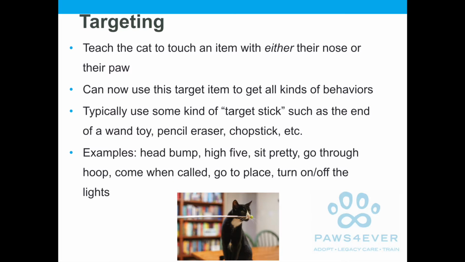Targeting. The last technique we'll be discussing is targeting. Targeting is similar to luring in that you can use it to show a cat how or where you'd like them to move, making it a smart tool for teaching a variety of behaviors. Targeting relies on first teaching the cat to target or touch a specific object. This object can be anything from the tip of your finger to the eraser end of a pencil to a small plastic lid, but pick one target and stick with it for consistency and clarity to the cat.